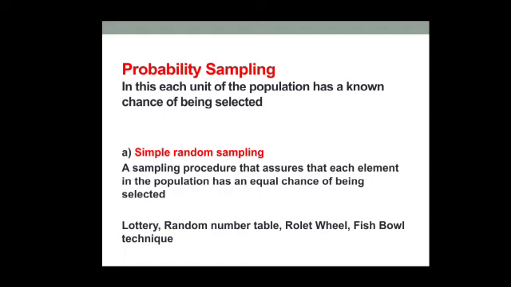Okay. And the first one in probability sampling, that is simple random sampling. In simple random sampling, the chance of being selected as sample is not only known but also equal. Each unit in the population has an equal chance of being selected. And lottery, random number table, roulette wheel are the examples for simple random sampling techniques.